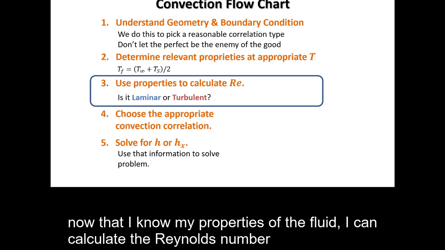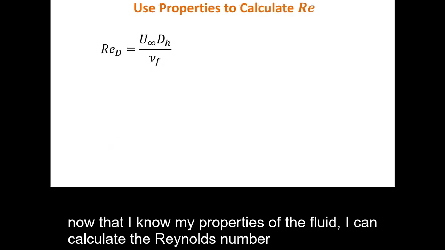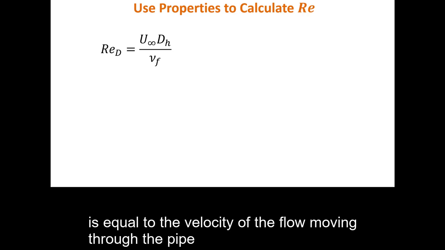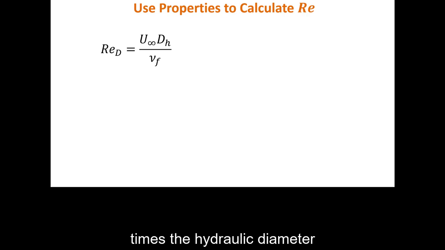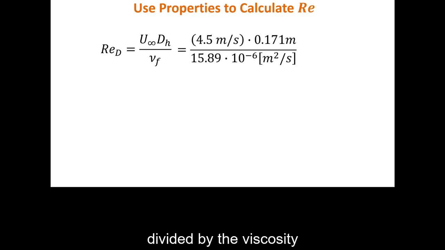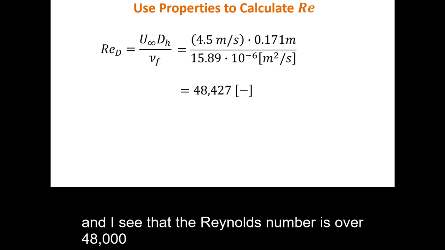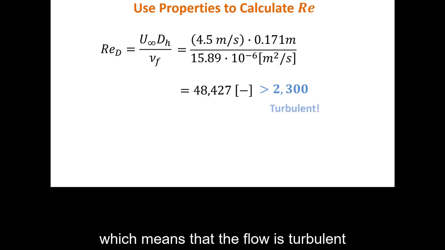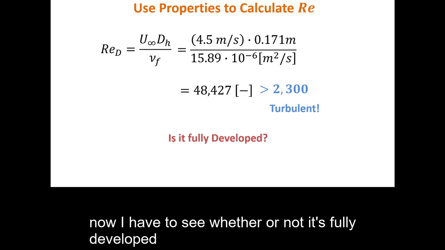Now that I know my properties of the fluid, I can calculate the Reynolds number. Now remember, we have to use the hydraulic diameter because this is a rectangular cross-section. The Reynolds number is equal to the velocity of the flow moving through the pipe times the hydraulic diameter divided by the viscosity. I know all this information, so I can plug it into my equation, and I see that the Reynolds number is over 48,000. That's bigger than 2,300, which means that the flow is turbulent. Now I have to see whether or not it's fully developed.